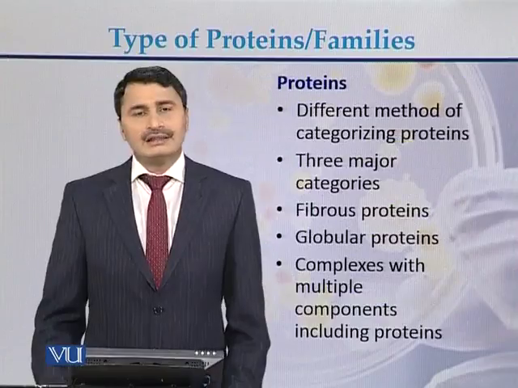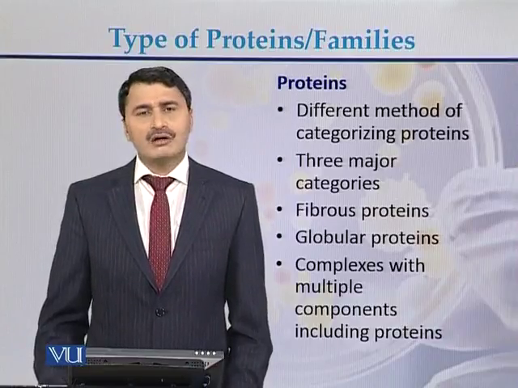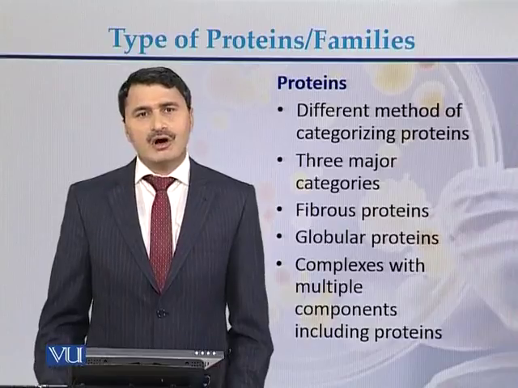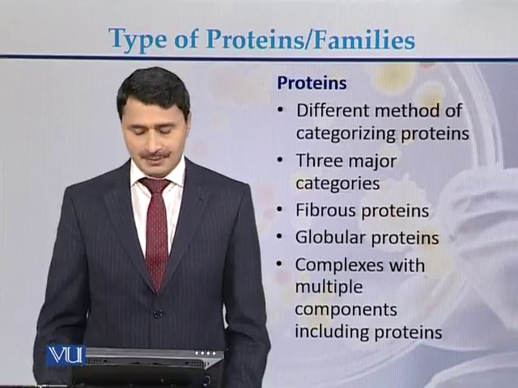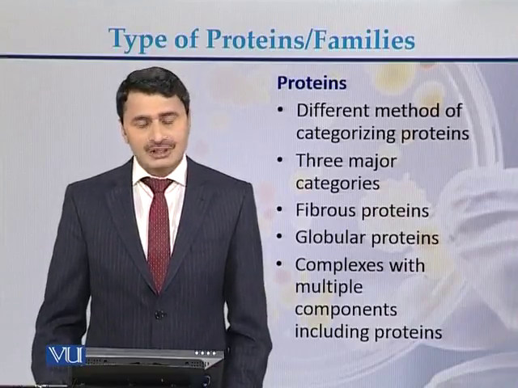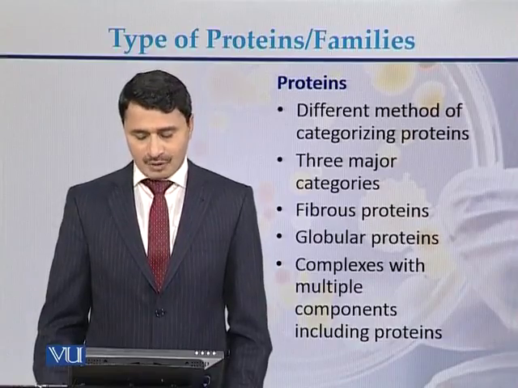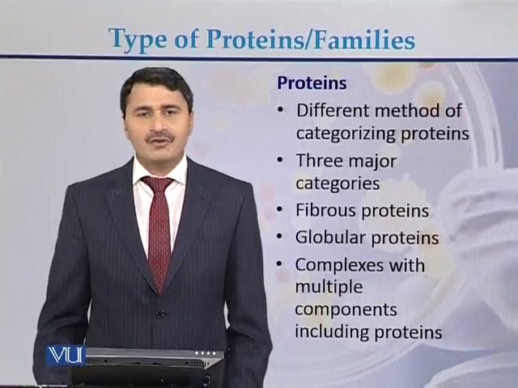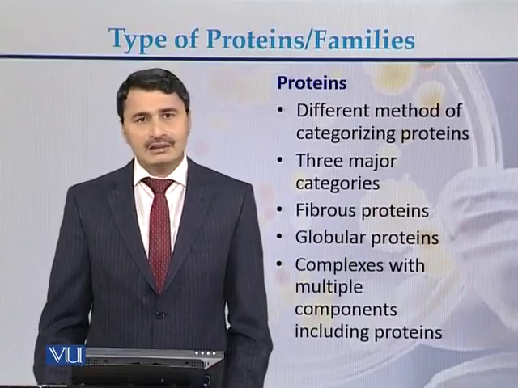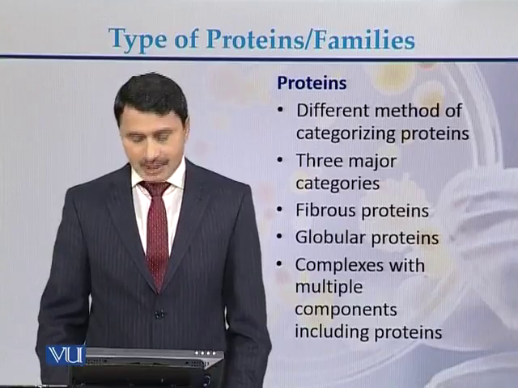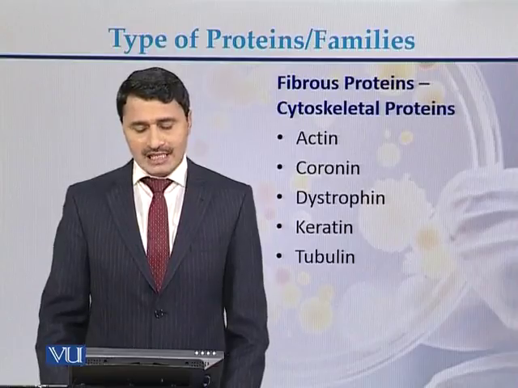There are different methods for the classification of proteins. One of the common methods is that proteins can be categorized into three subtypes. They can be fibrous proteins, globular proteins, and complexes with multiple components including proteins. So these are the three major types of proteins: fibrous proteins, globular proteins, and the third type, complexes with multiple components including proteins.